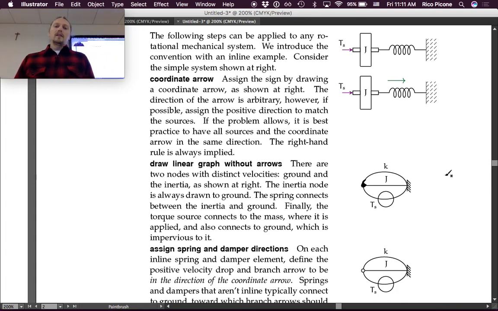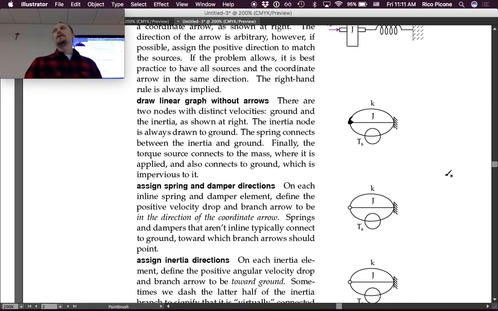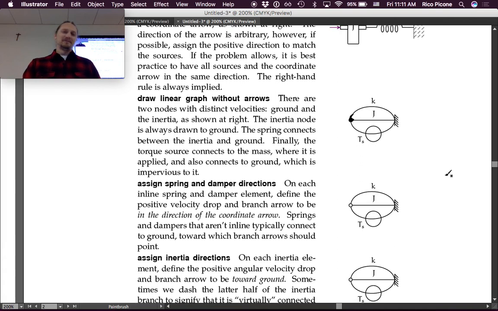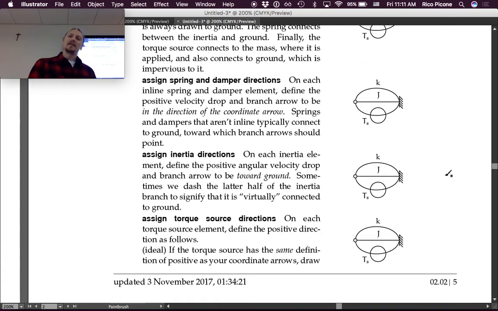Okay, so any questions on just the bare linear graph? I know we're still getting used to drawing them, so it's fine if there are any questions. It's always fine if there are questions. It's just more fine right now. Okay. Okay, let's start assigning some arrows then.